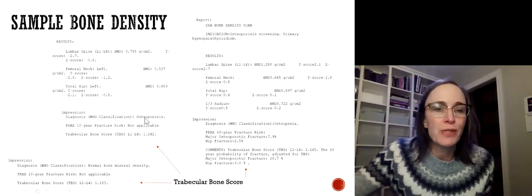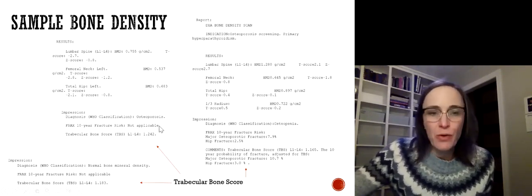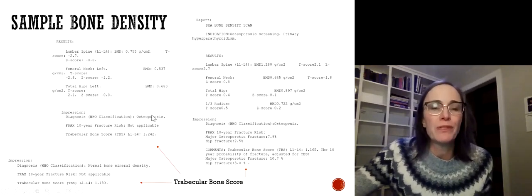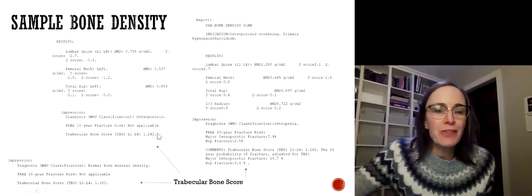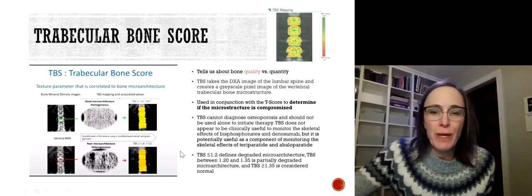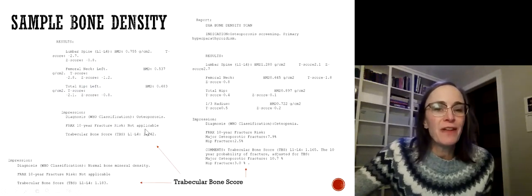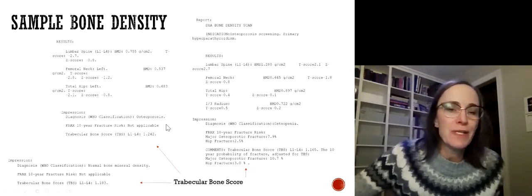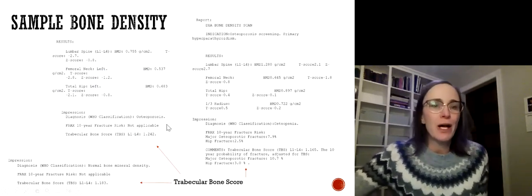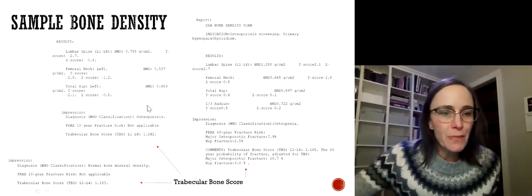So we said this is osteoporosis. We don't need a FRAX score. We already know we have bad bones and we're going to treat. This trabecular bone score, remember I said below 1.2 defines degraded, so this is significantly degraded microarchitecture. So everything here screams osteoporosis, and we need to treat those bones.